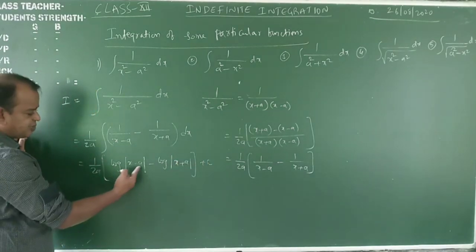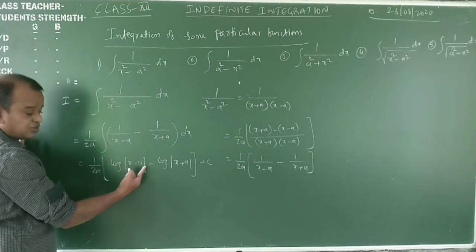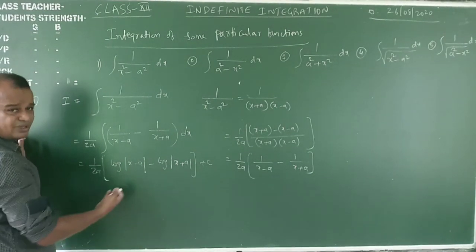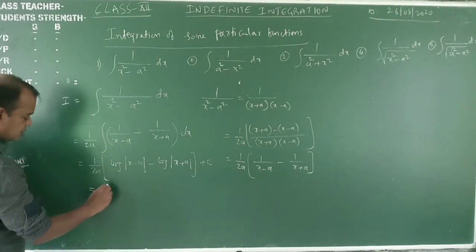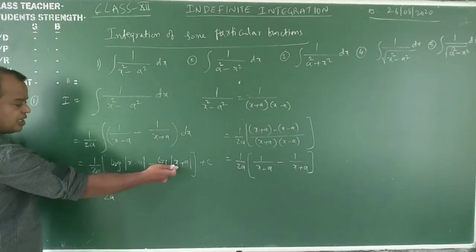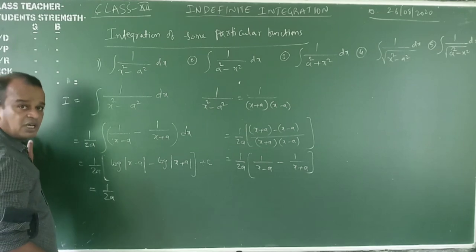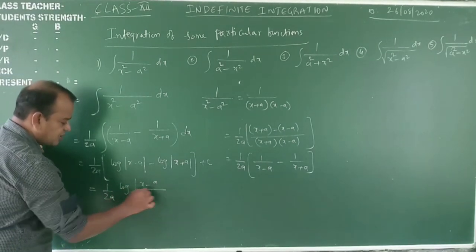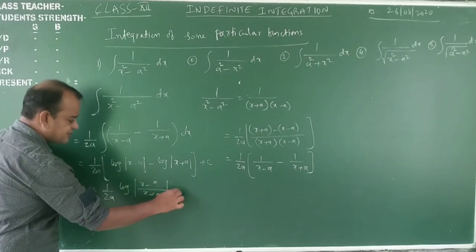Again, suppose x minus a derivative is 1, x plus a derivative is 1, no need to write the 1. That is equal to 1 by 2a, log a minus log b. Log a minus log b formula, log a by log b, that is equal to log mod x minus a by x plus a plus c.